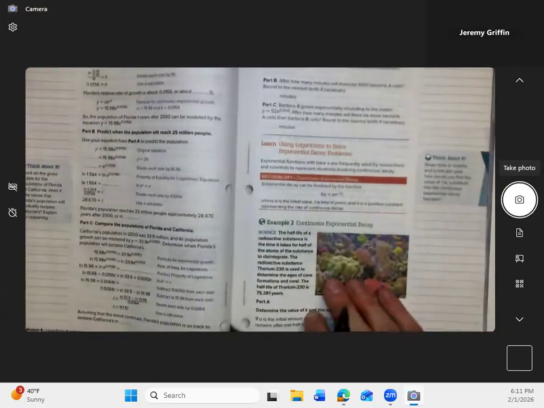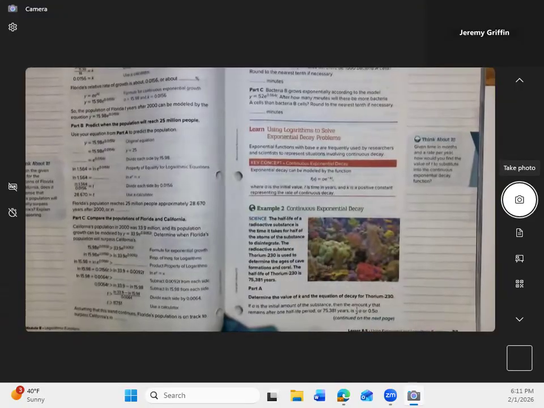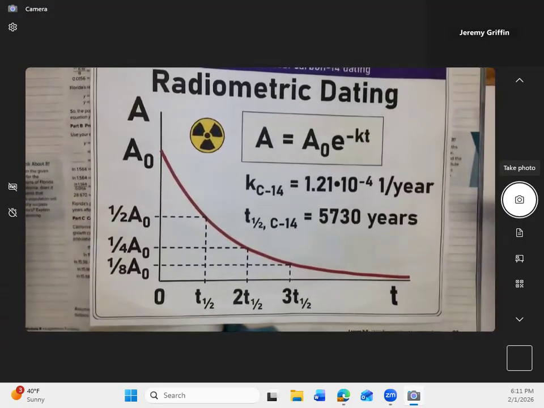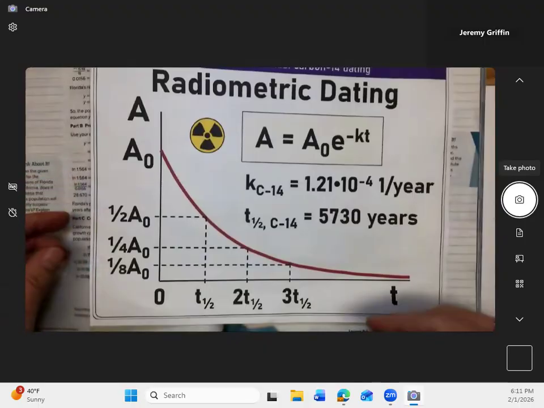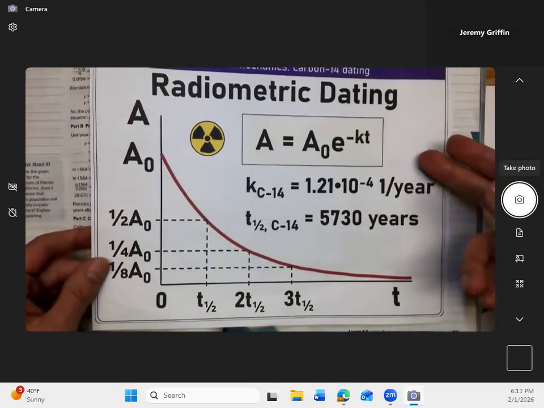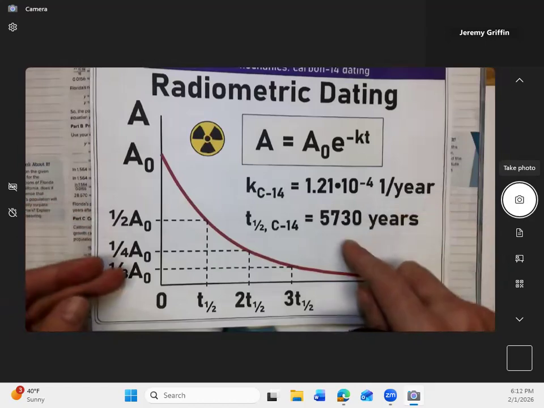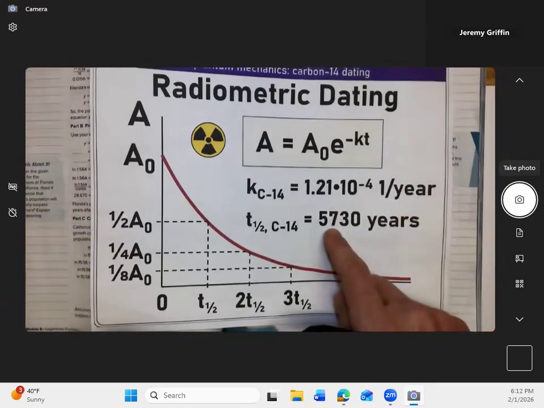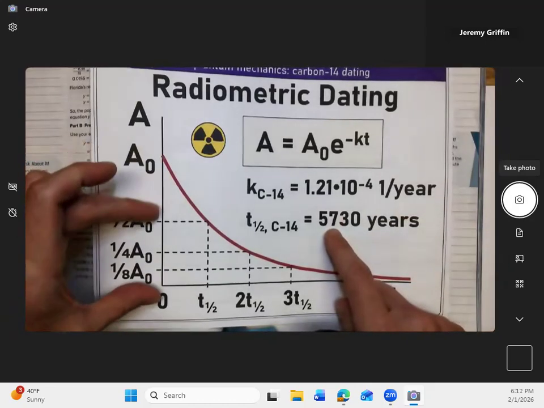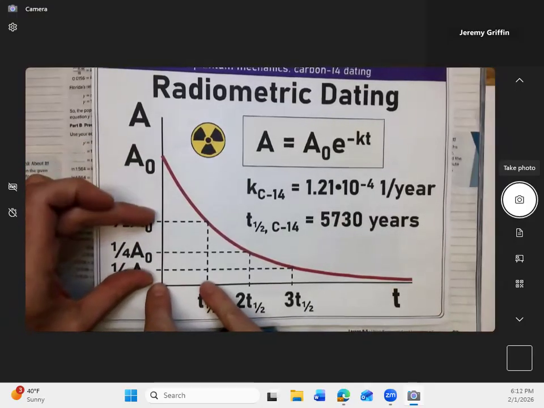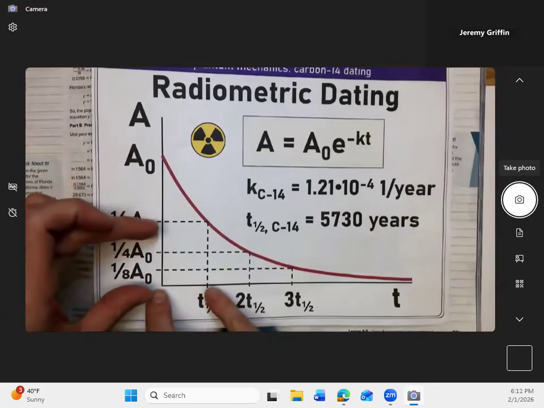All right. Example 2, continuous exponential decay. Here's my classic physics example I've been showing you guys. It's like radiometric dating. If you have something radioactive, it can have a half-life, and my classic example is carbon-14. Your book does a few examples of that. After 5,700 years, the amount of carbon-14 goes to half of what it originally was. Different isotopes have different half-lives.